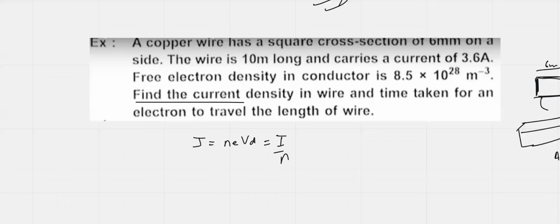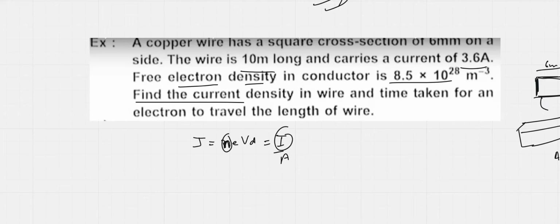Let's see what is given to me. I am given a wire length. Current is also given, so I might be using this. The free electron density in the conductor is also given, which is nothing but how many electrons are present, and the time taken. So basically it is asking two things.